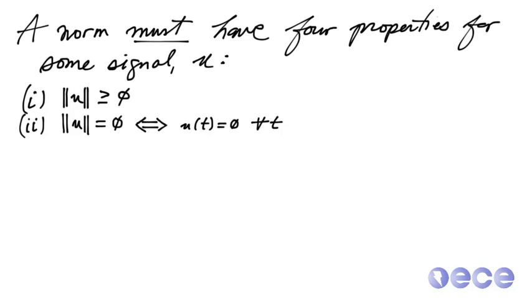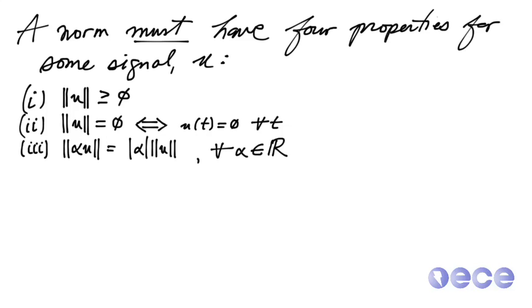So again, we're talking about a signal. A signal has to be defined for all values of time. Or in some cases, it may be defined as 0 until time t equals 0. The third property is that if alpha, some scalar value alpha, is multiplied by the signal, then we can take alpha outside the norm and multiply its absolute value. So this is true for all alphas inside the real numbers.